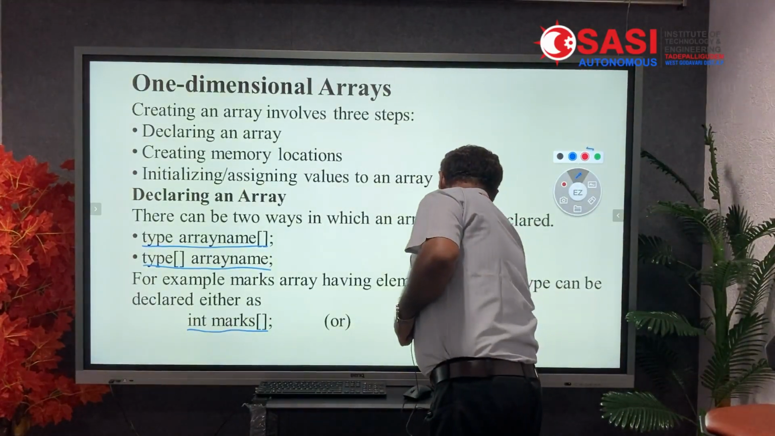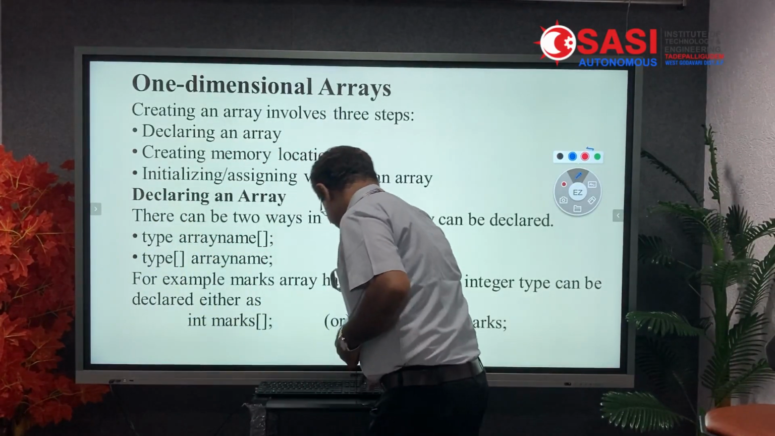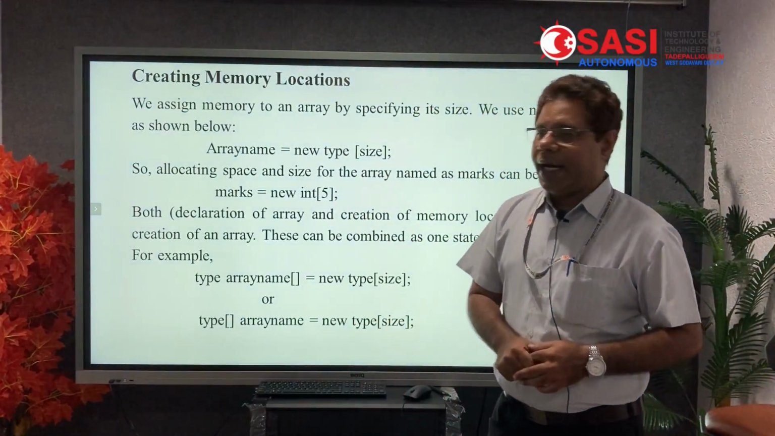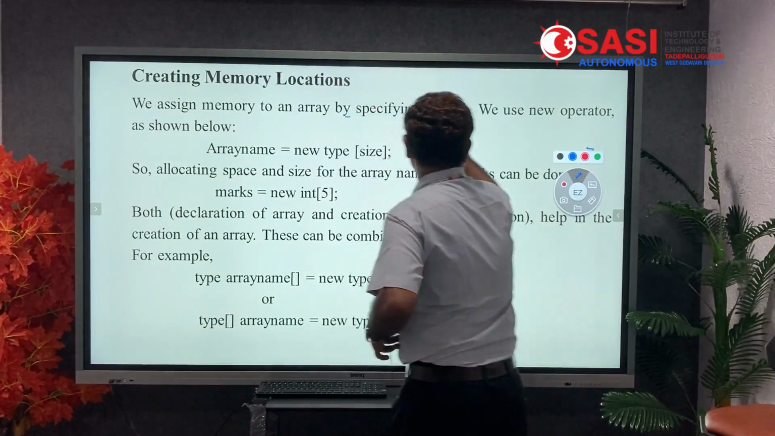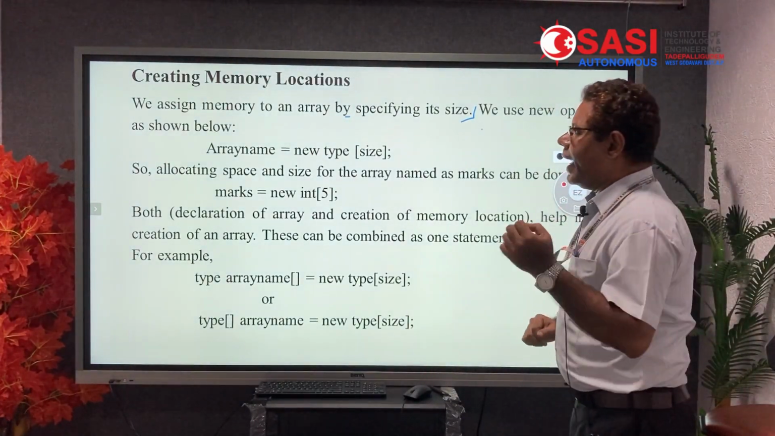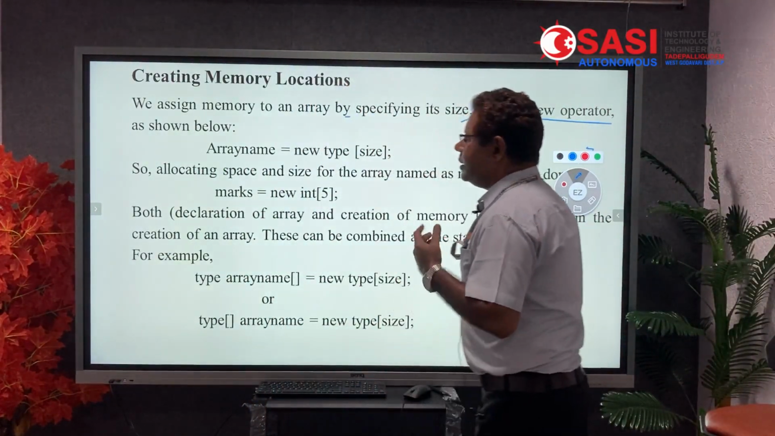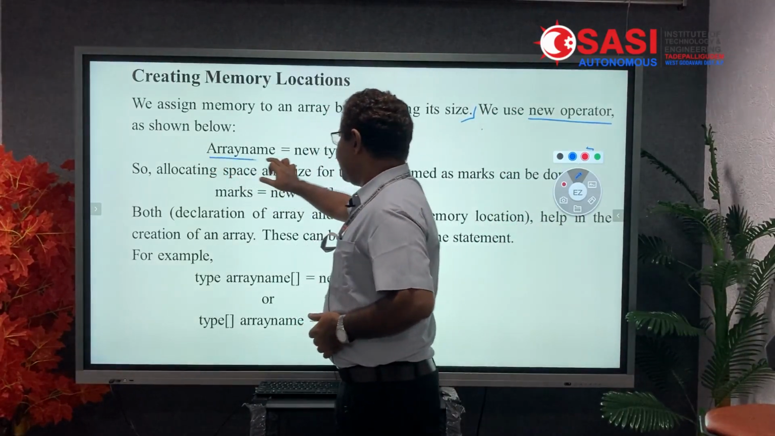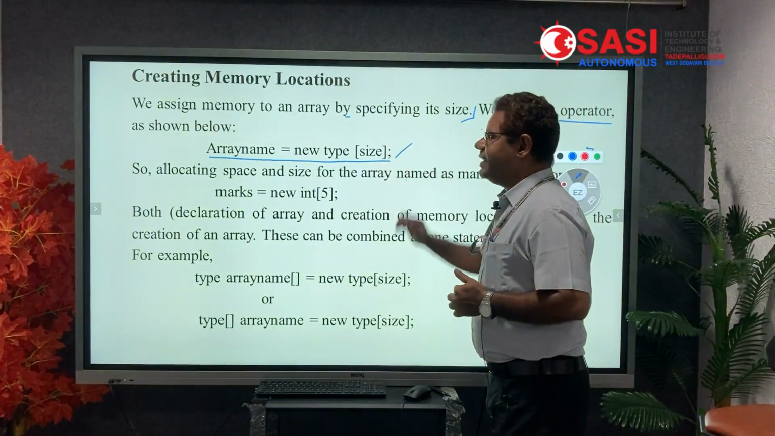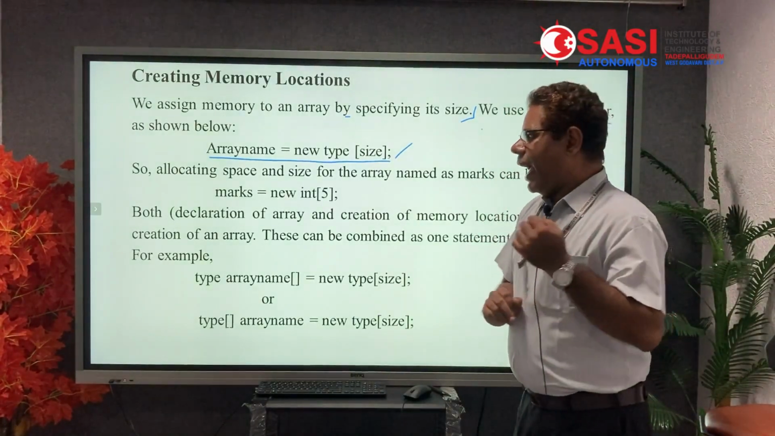Now the second step, creating memory locations. We can assign memory to an array by specifying its size. To create memory locations for an array, we can use the new operator. The syntax is array name equal to new type of size. By using this syntax, we can allocate memory locations to an array.